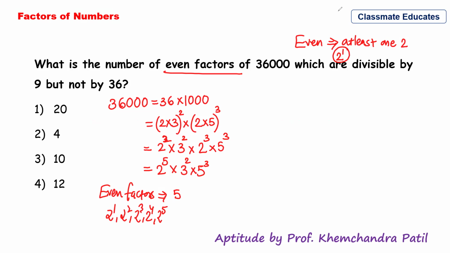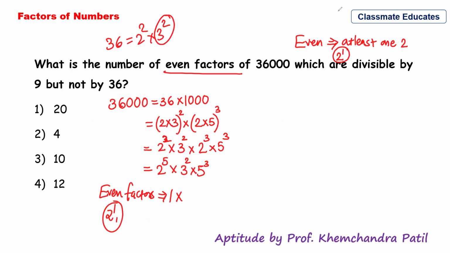Again, if you want the numbers which are multiples of 9 but not of 36, then you have to keep in mind that you take only one power of 2, because if you take 2 raised to 2, that is 4, and 4 with the second power of 3 will create 36. Because to create 36, what we require, 36 is equal to 2 square into 3 square. So only one power of 2 is allowed here, and for 3 the minimum power required is 2.